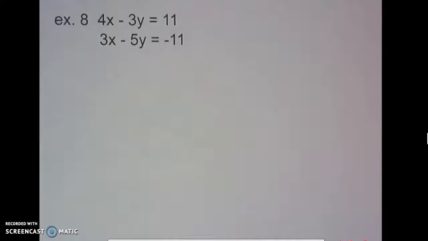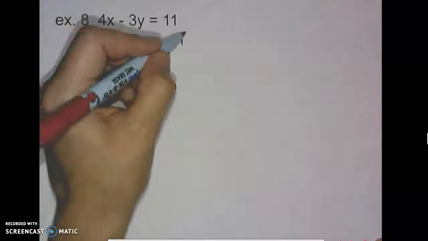Alright, last set here. So we have 4x minus 3y equals 11, and 3x minus 5y equals negative 11. And we're trying to work on using elimination here. So we need the same number with our x's or our y's, because everything's lined up, so that looks good. 3 doesn't easily multiply to give us 4, and 3 doesn't easily multiply to give us 5. So we have to decide if we want to eliminate the x's or the y's here. So let's work on eliminating the x's this time.